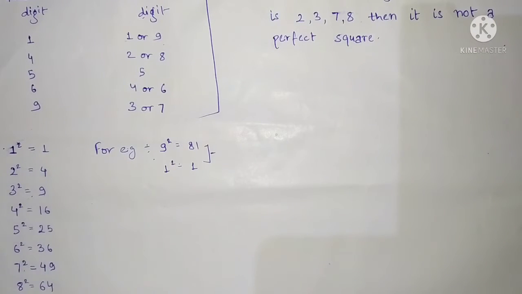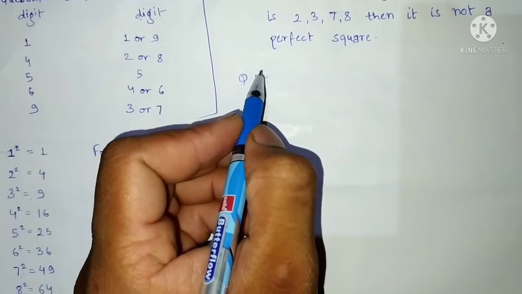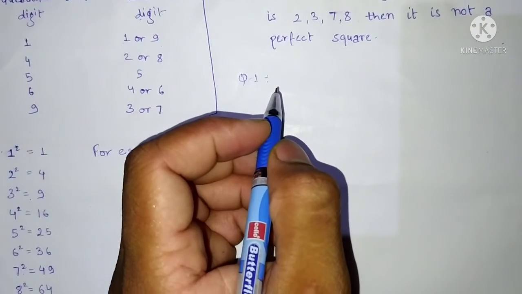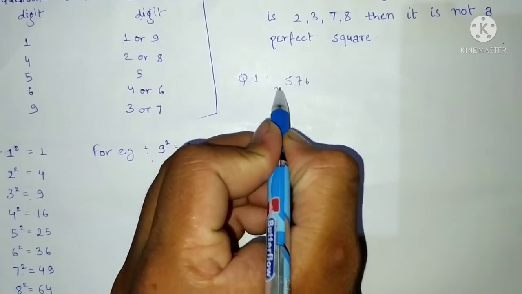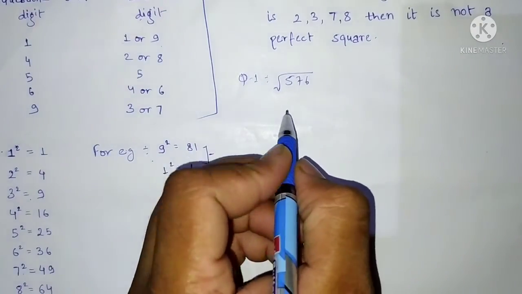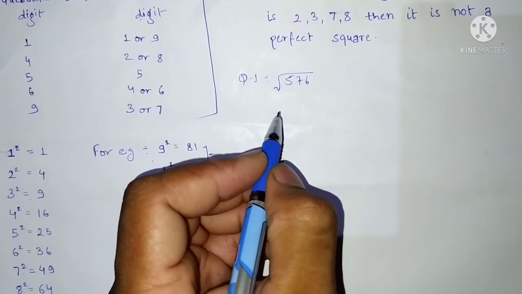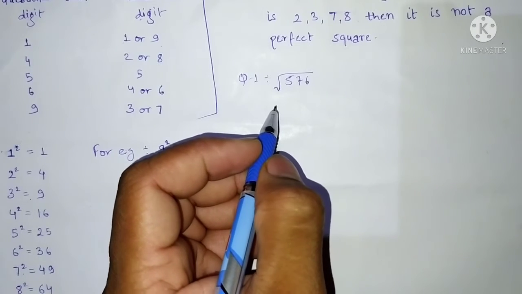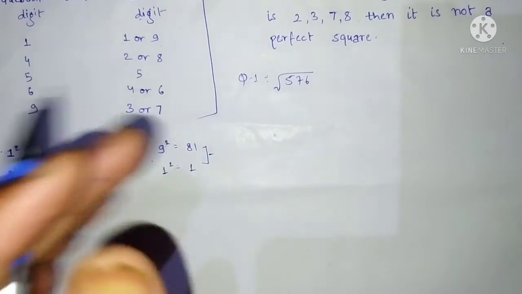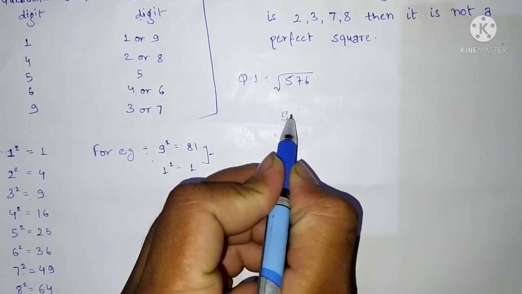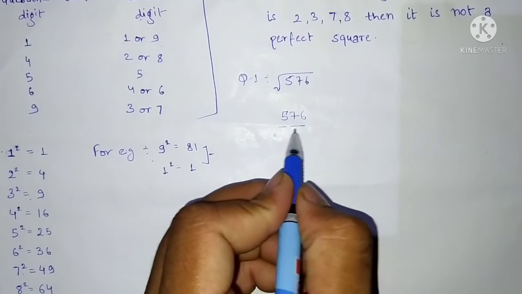The first question, I will start with a very simple question so that it can be understood easily. I will take 576. We have to find the square root of 576. I already told you the trick, and now I am going to apply it so that it gets clear in your mind. The first step is to make the pairs: 76 and 5.